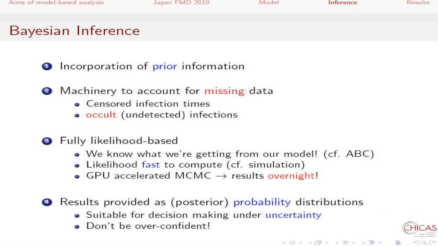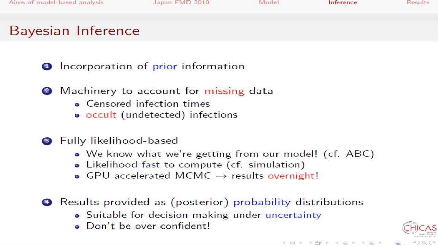Okay, so I'm doing this in a Bayesian context for a number of reasons. First of all is that I can incorporate prior information. And that's quite important, particularly in the early stages of an epidemic where you don't have much data to make inference of. Okay, and it particularly helps to inform things like vaccine efficacy parameters. Then it also gives me a nice, easy machinery to account for this missing data, the censored infection times and these undetected or occult infections.